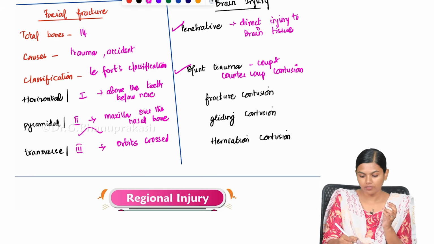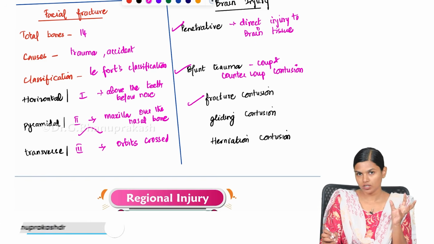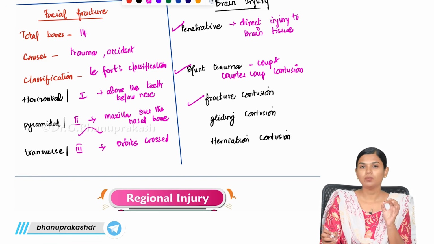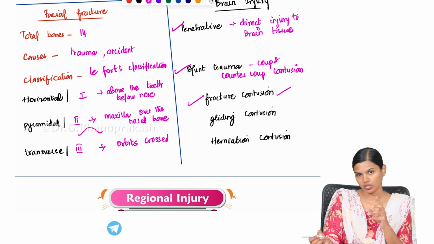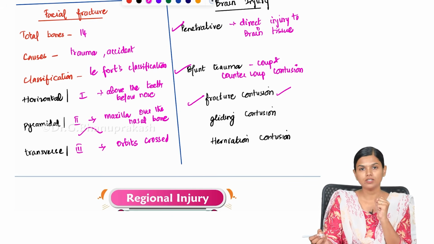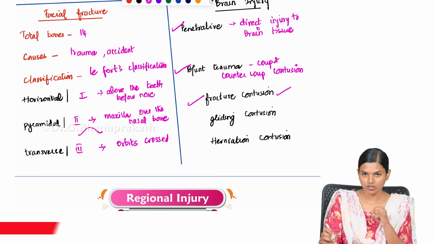Otherwise, you will get fracture contusion. Because of the skull fracture, there will be impinging of that bony structure into the brain tissue. So at that space you will be getting contusion, that is fracture contusion. Along with the fracture, you will see contusion. So this is fracture contusion.